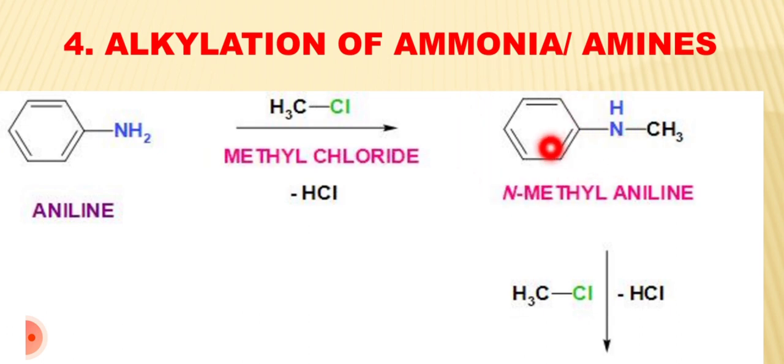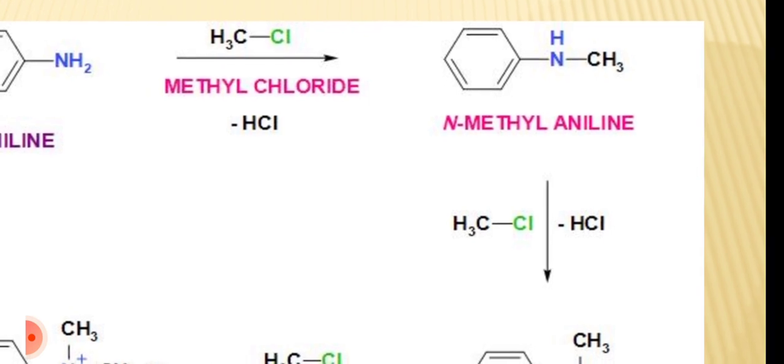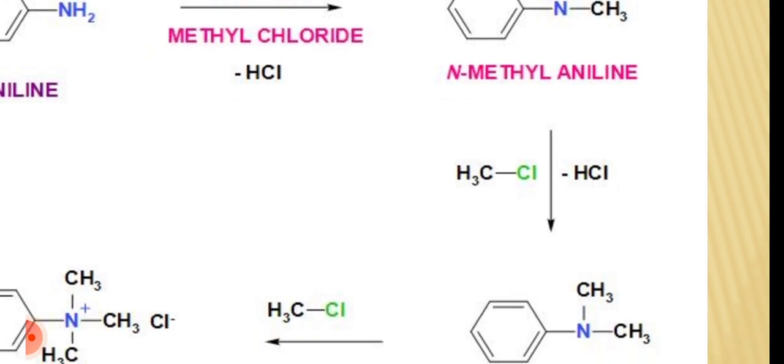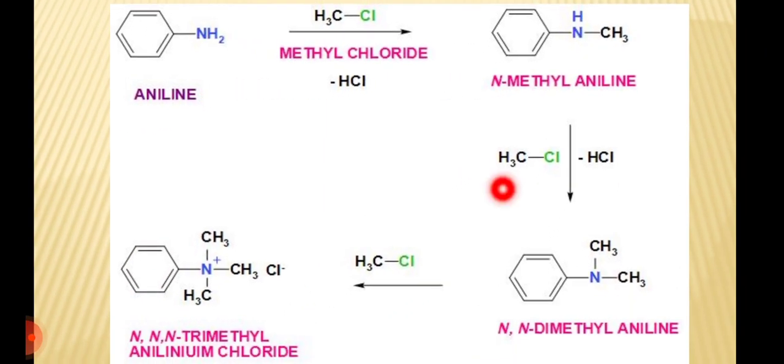N-methyl aniline. This N-methyl aniline is then reacted with the second molecule of methyl chloride. Once again, the nucleophilic substitution reaction takes place with the liberation of the HCl molecule, and the second methyl group, that is the methyl group of this methyl chloride, gets attached over this nitrogen to give an N,N-dimethyl aniline. This N,N-dimethyl aniline then is reacted with a molecule of methyl chloride.